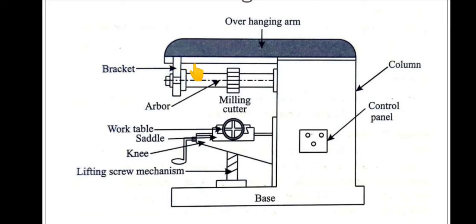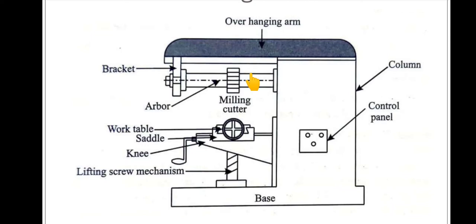Okay, so next is the arbor. It is a shaft with a tapered structure, and to fix the milling cutter we use this arbor. This arbor is connected to the main shaft of the motor. When we switch on, the motor starts to rotate, and then the arbor will also start to rotate.